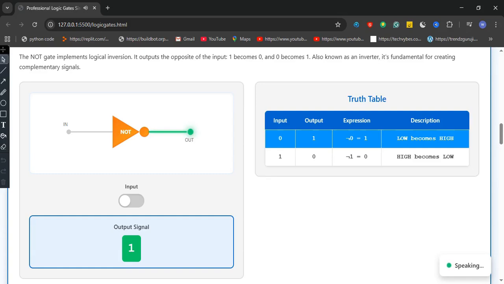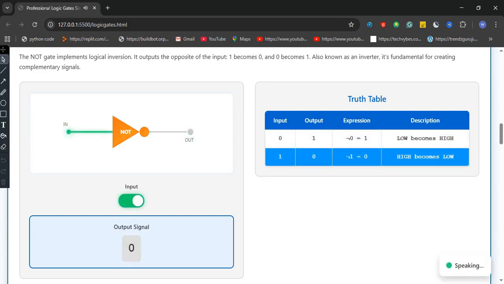The truth table is simple. When input is 0, output is 1. When input is 1, output is 0. It completely inverts the signal. NOT gates are used for signal inversion, creating complementary outputs, and as building blocks for more complex logic circuits.